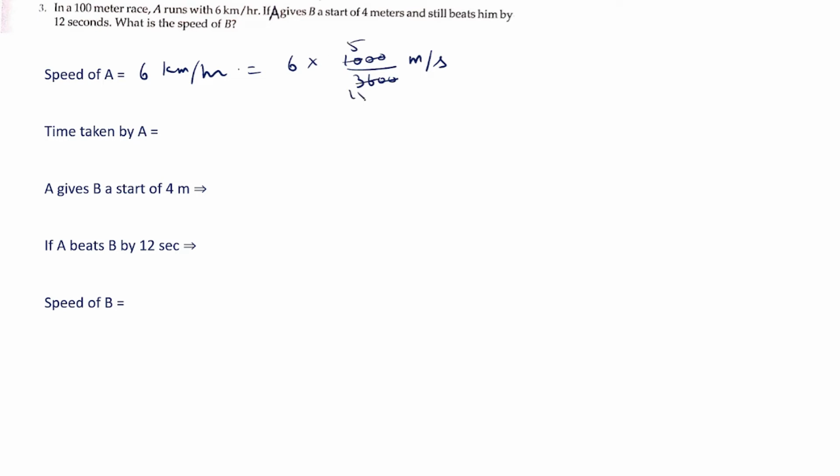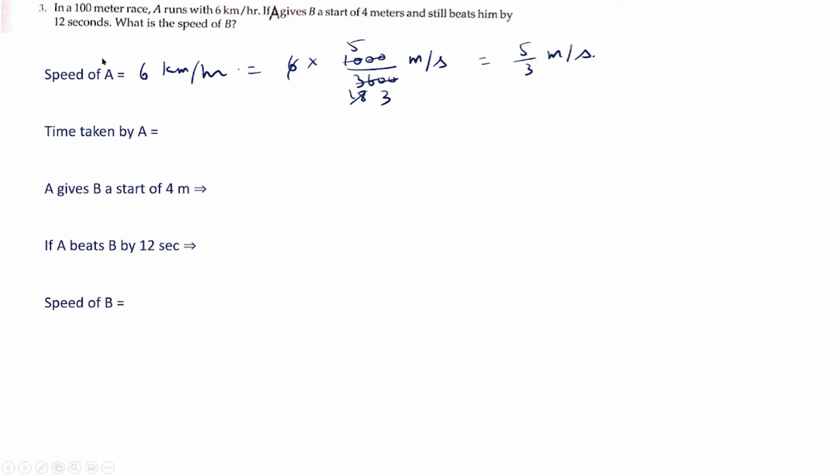This is 5 and this is 18. So this is 5 by 3 meters per second. And now we can find the time taken by A to finish the race. The distance is 100 meters.